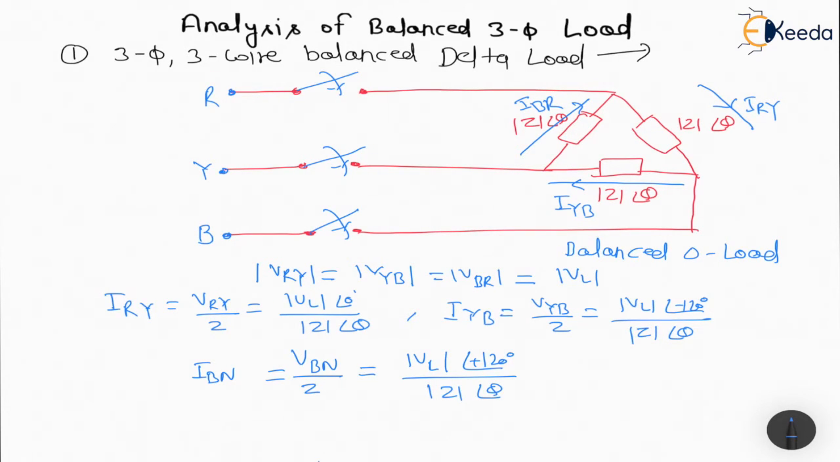So this is how you can calculate the value of IRy, Iyb and Ibr in case of three-phase, three-wire balanced delta load. So we have discussed about three-phase, three-wire star load as well as delta balanced load.